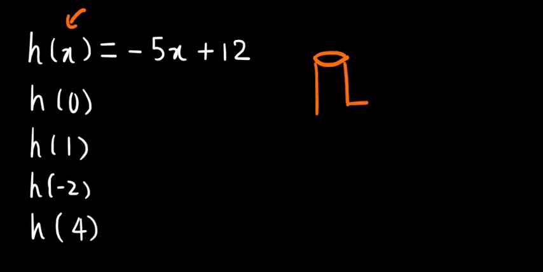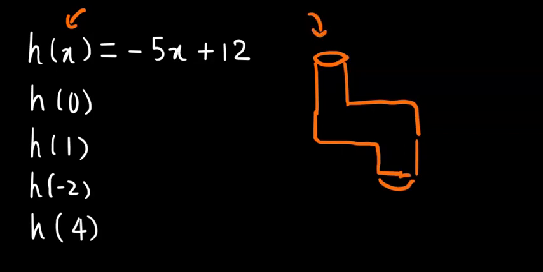Here is the opening, and it's working. Something is going to come out. So you put in a value, and another one is going to be produced and come out, and it follows the rule. The rule says whatever you put in, we're going to times by -5 and then plus 12. That is a function rule.